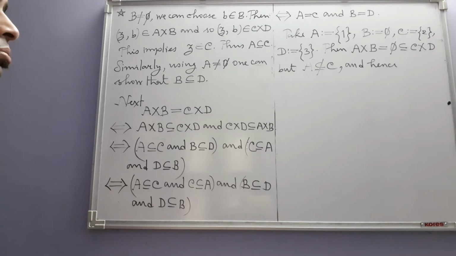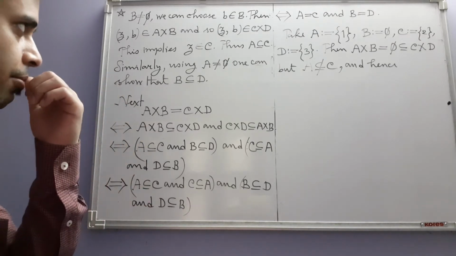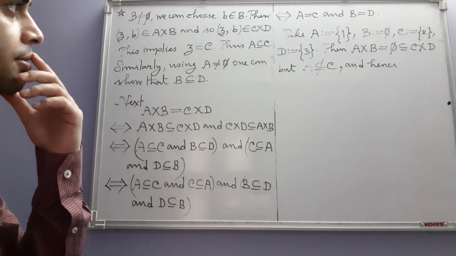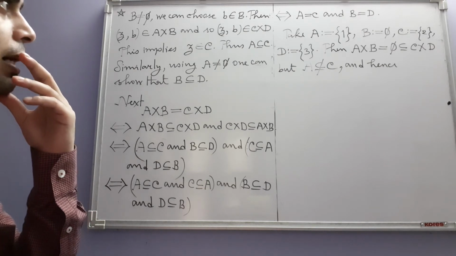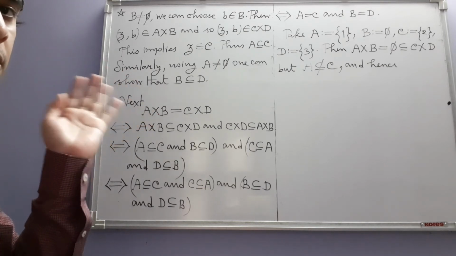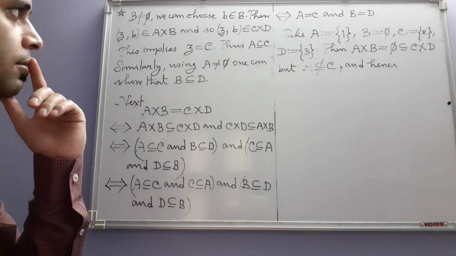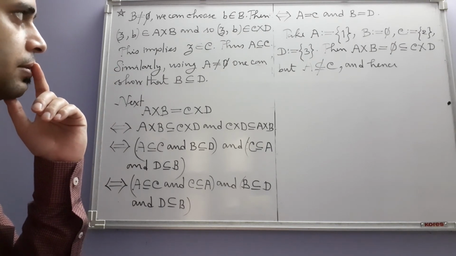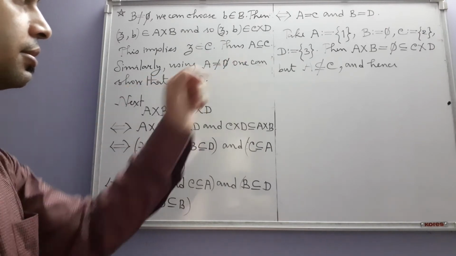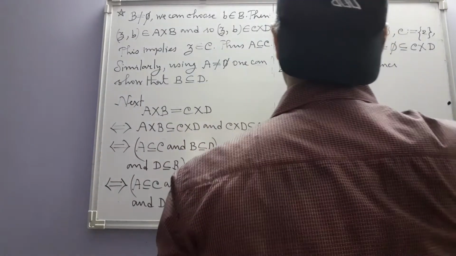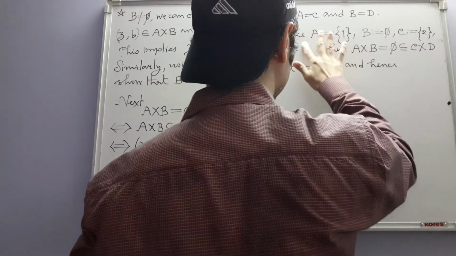But we can modify this example a little bit so that equality also works. I mean, for the equality part also this turns out to be a counter example. So what we will do is, we replace this D by the empty set. What will happen then?